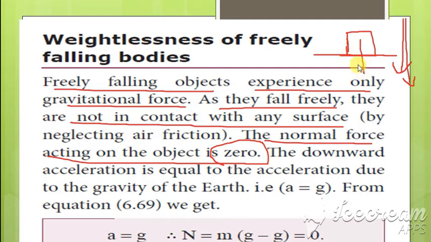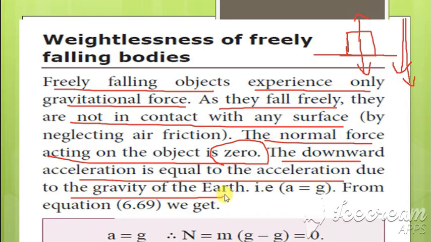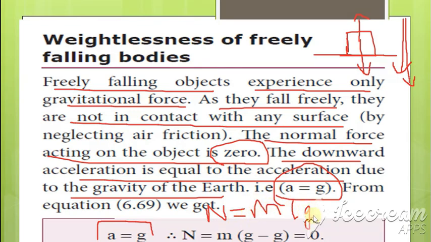If an object is at rest, then we consider two things, gravitational force and the normal force. Here it is falling down freely, it is not in contact with any surface, and so the normal force is zero. The downward acceleration is equal to the acceleration due to gravity, so we write a is equal to g. And so, the last equation we have seen is N is equal to m into g minus a.